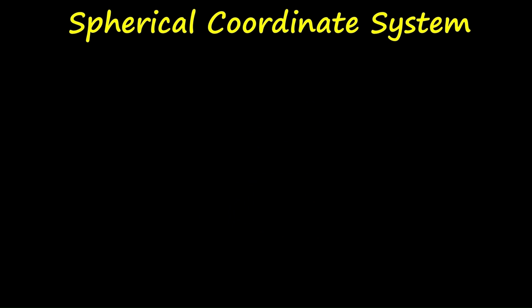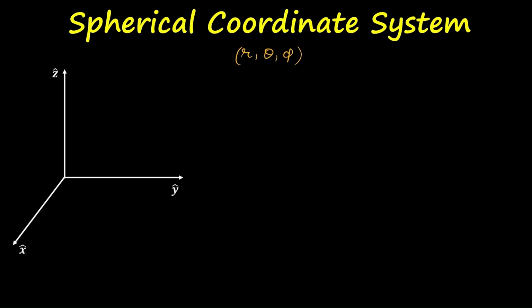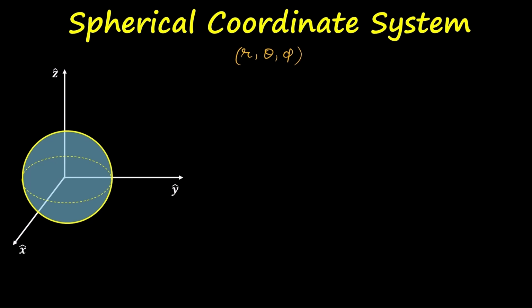For the spherical coordinate system, we have r, theta and phi. Now let us try to find out what are the surfaces where r, theta and phi will be constant. If I take a Cartesian coordinate system, and if I draw a solid sphere with the center at the origin, then if you take any point on this surface, the distance from the origin will be constant, and it will be equal to the radius of the sphere. So this spherical surface is the surface where r will be constant.